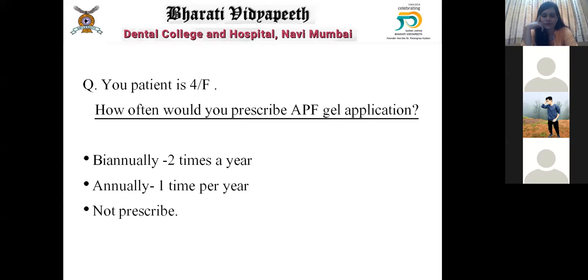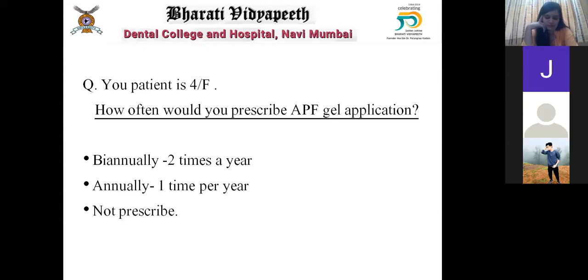I'm Janvi. Twice a year. Okay, and what is your reason for that? Ma'am, because APF is usually for the prevention of caries. So as the kids are small, there are higher chances of developing caries in them. So if we keep doing it every 6 months, there will be lesser chances that the child develops caries. So that's why we're supposed to do it twice a year.